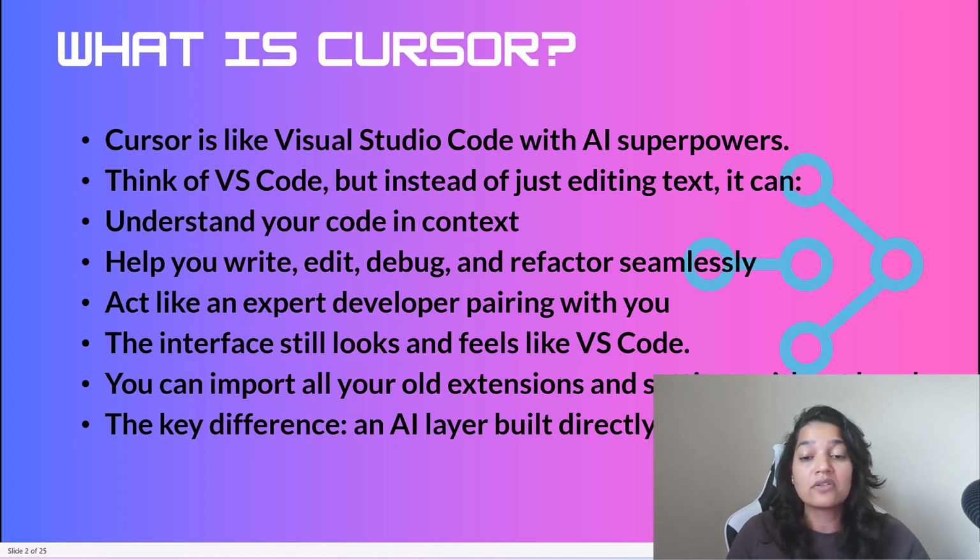The interface still looks and feels like VS Code, so it looks very similar. You can also import all your extensions and settings from VS Code into Cursor without any issue. Just with the click of a button, you can import your VS Code settings and VS Code project inside of Cursor and start working on it. Cursor will understand your whole code base and will be able to write code with respect to your existing code base. The key difference is an AI layer which is built directly into your coding. So it is going to help you while you're writing code, and it is an AI layer built on top of Visual Studio Code.